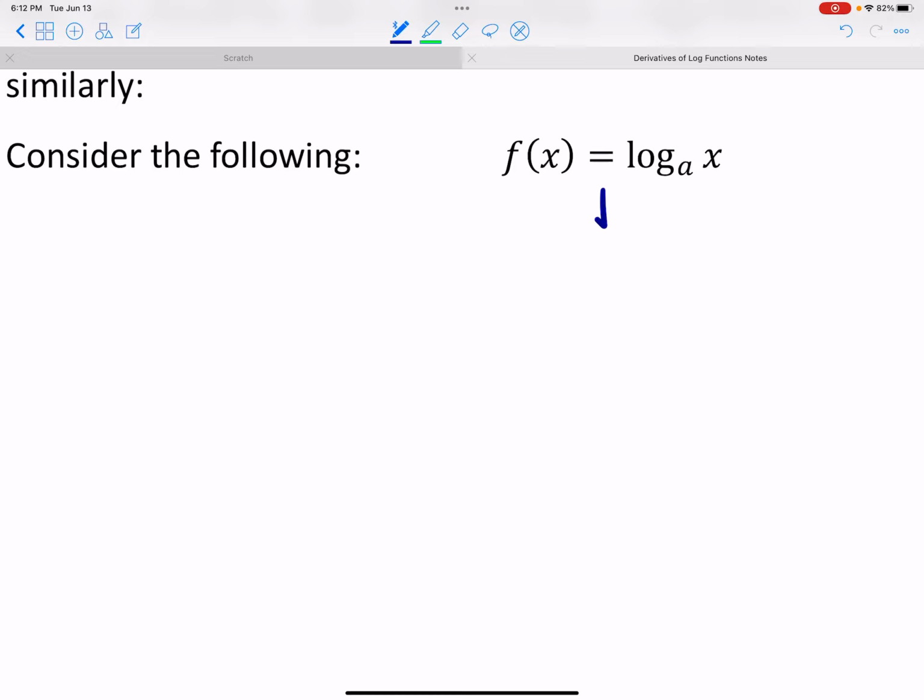So if I was to rewrite this, I would say that my base a raised to my power, which would have to be f of x in this case, a to the f of x power, is going to equal my argument of x. So this base to this power is going to equal this argument. Now that it is in this exponential form, again, I can take the derivative.